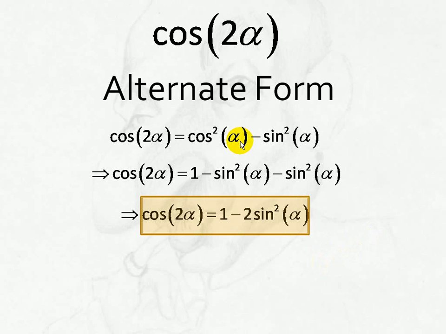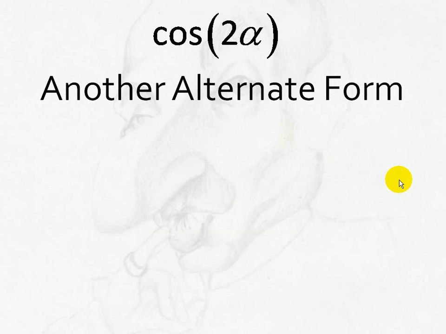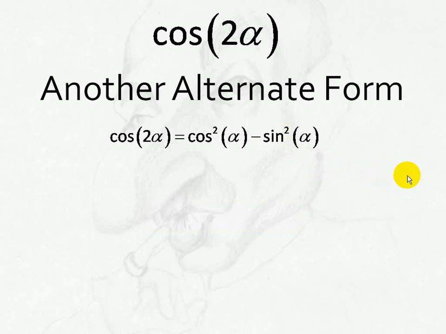Now you might be asking, well, what if we go the other way? What if we substitute in for sine squared 1 minus cosine squared? Well, that's actually where we get the next alternative form. So we start back at our original double angle for cosine. We have cosine 2 alpha is cosine squared alpha minus sine squared alpha.